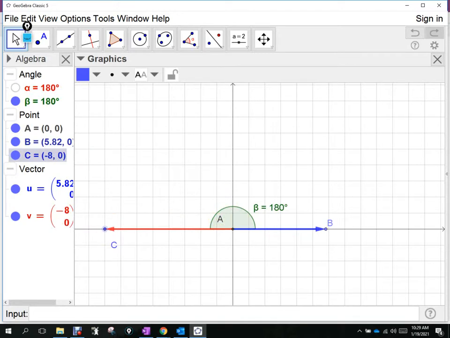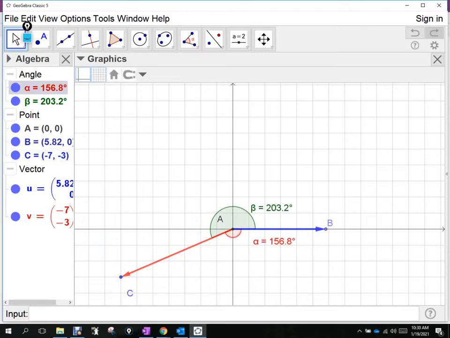The reason we did that is because if I want to talk about, let's say, a 203.2 degree angle, it's actually more convenient in geometry to talk about the 156.8. Does that make sense? What do those two add up to?